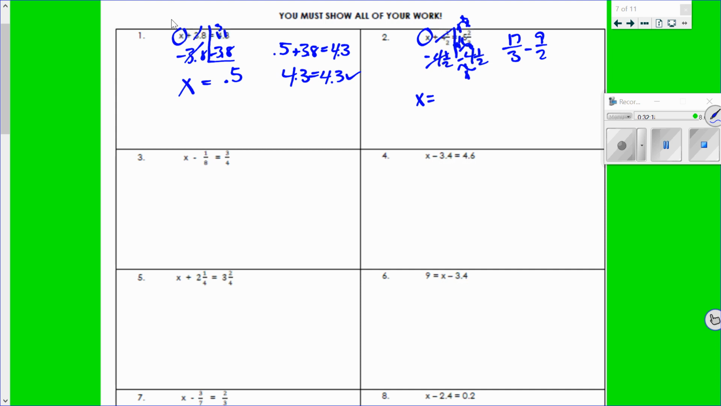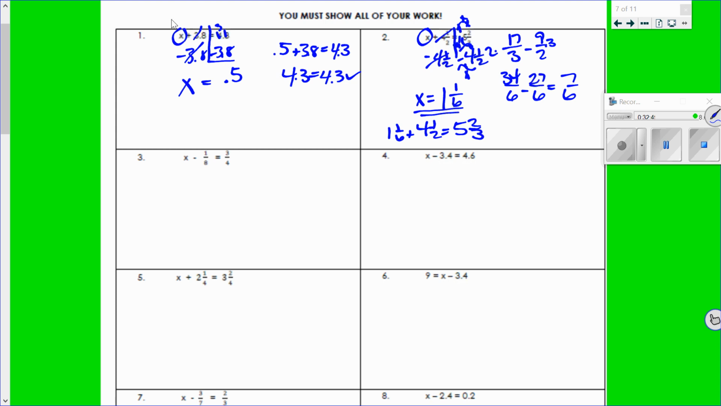Now I need a common denominator, so I'm going to multiply this one by 2, this one by 3. That's going to give me 34 sixths, minus 27 sixths. 34 minus 27 is 7 sixths. 6 goes into 7 one whole time with 1 left over. 1 1/6. So doing our check, 1 1/6 plus 4 1/2 equals 5 2/3.